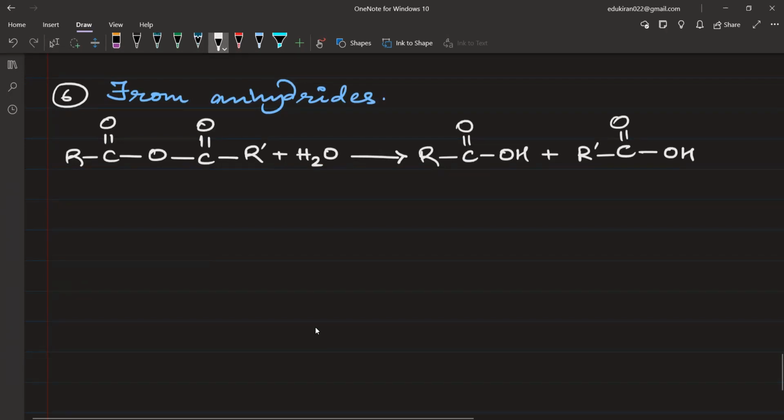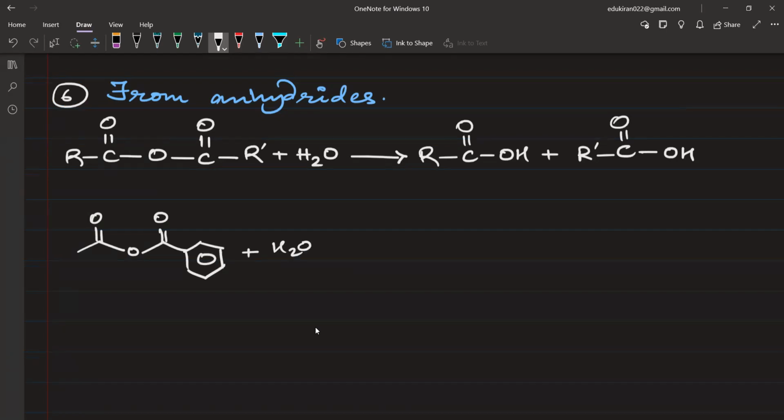Right, for example, you have CH3, C double bond O, bonded to oxygen, C double bond O, and this is bonded to phenyl group. Plus H2O, it is going to give me, first of all, CH3, C double bond O, OH, plus then start from here, the benzene ring, directly bonded to C double bond O, followed by OH, benzoic acid.